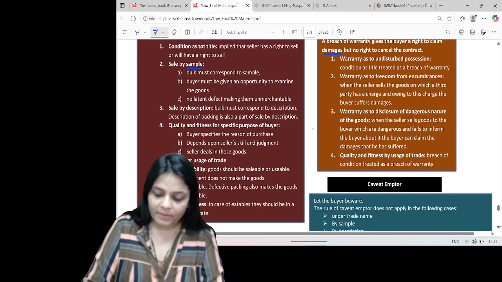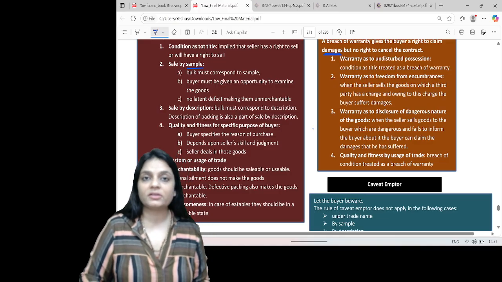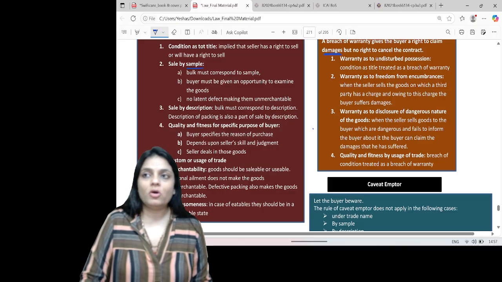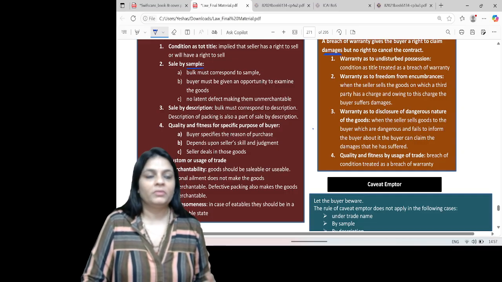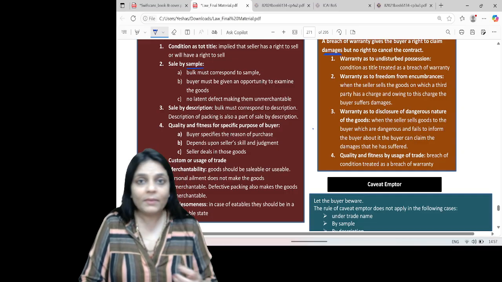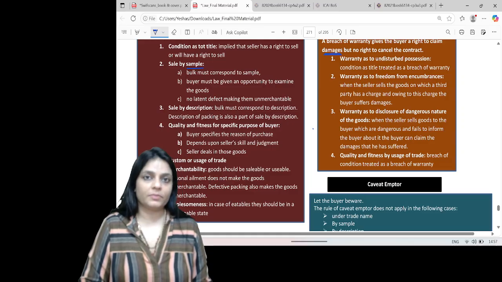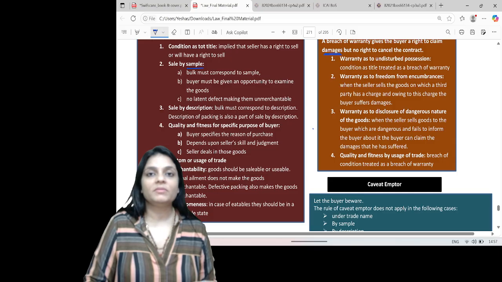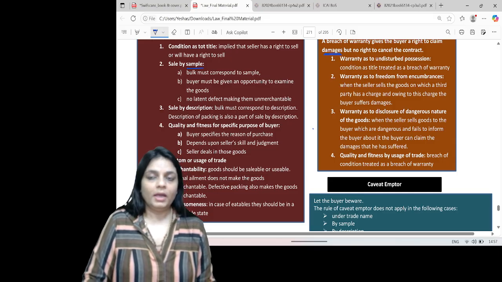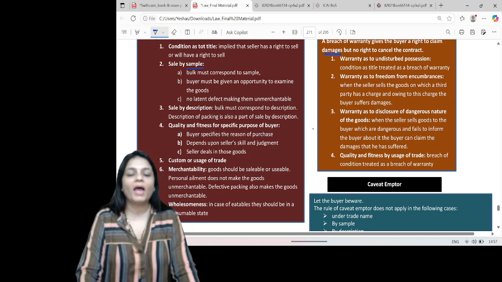Next is sale by description. The word description has not been defined, so description could be anything. It could be the place where the goods are grown, the color of the goods, the type of material, or the type of packing. Anything can form a part of description. Law has not defined the term. When the sale is made by description, the bulk must correspond to the description. If the goods do not correspond to the description, can the buyer reject the goods? Yes.